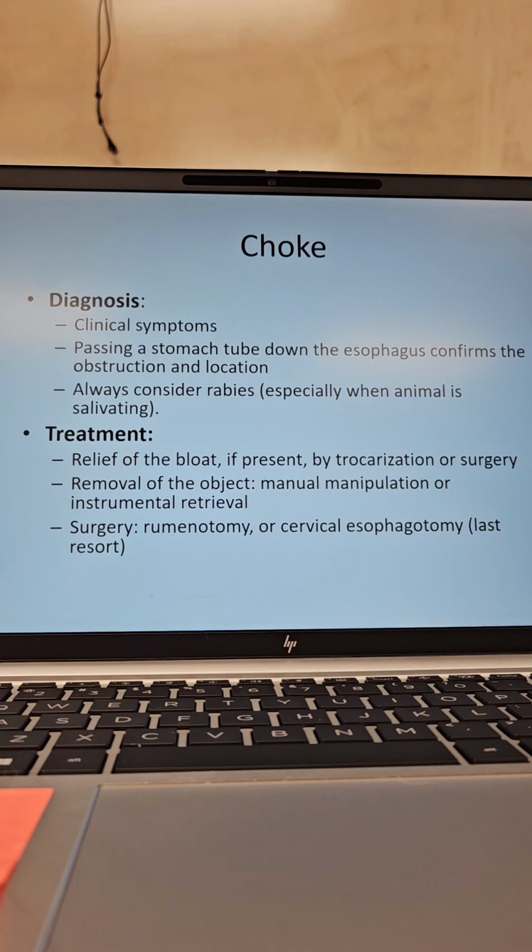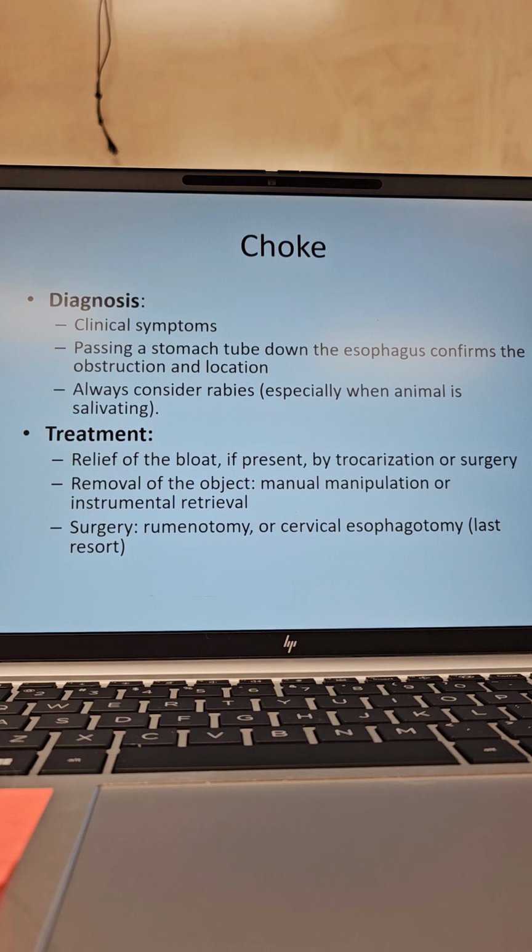Treatment, first you're going to relieve the bloat. You can do that either by surgery or trocarization. What that means is you're going to take a tube, or in dogs we use a large bore IV catheter, or typically an IV catheter because that's deep enough to get in there, and you stick it right through the abdominal wall into the stomach, and it helps. And then you can put some gentle pressure on the stomach and push the extra air out. If there's fluid in there, that'll come out as well.